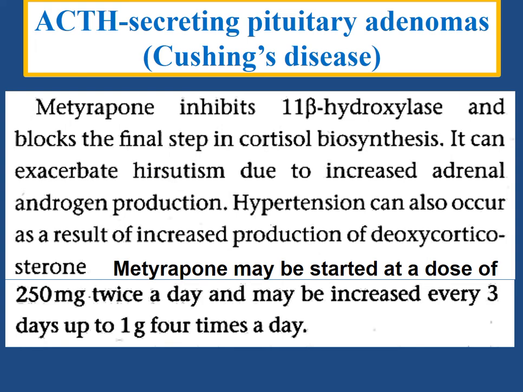Metyrapone inhibits 11-beta-hydroxylase and blocks the final step in cortisol biosynthesis. It can exacerbate hirsutism due to increased adrenal androgen production. Hypertension can also occur as a result of increased production of deoxycorticosterone. Metyrapone may be started at a dose of 250 mg twice a day and may be increased every 3 days up to 1 gram 4 times a day.